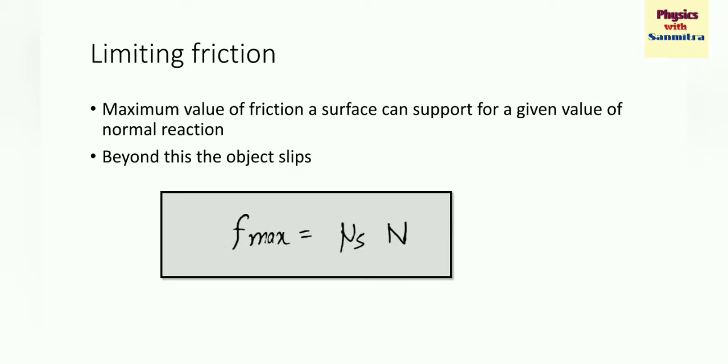Now limiting friction is the maximum value of friction a surface can support for a given value of normal reaction. Beyond this, the object slips. That means if I apply a force that is greater than the limiting friction, the friction force that the surface can actually support, then it will start slipping. So what is F max? F max is mu s into N, that I have already discussed.